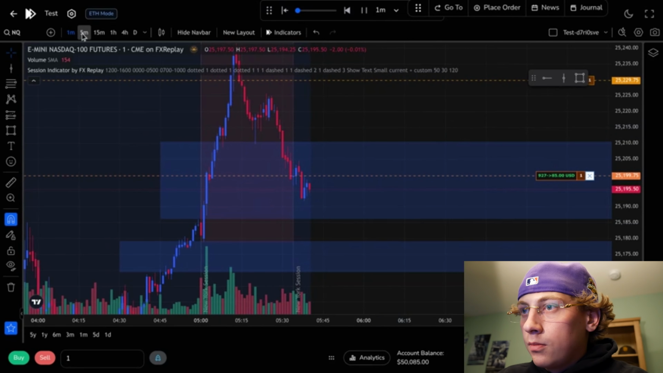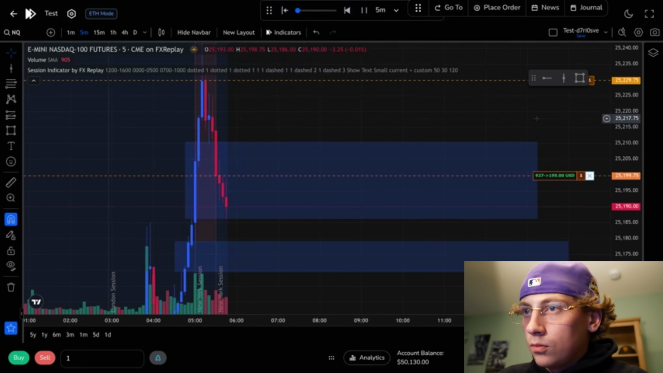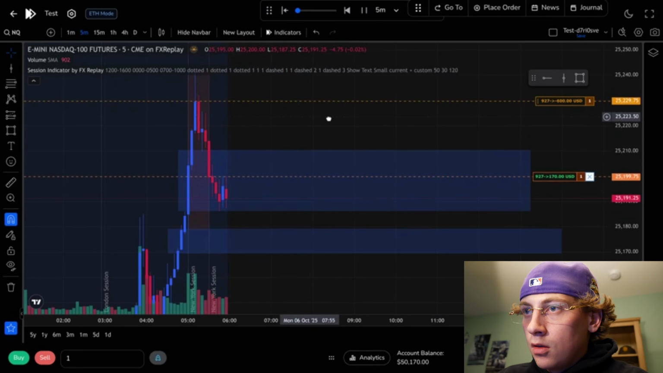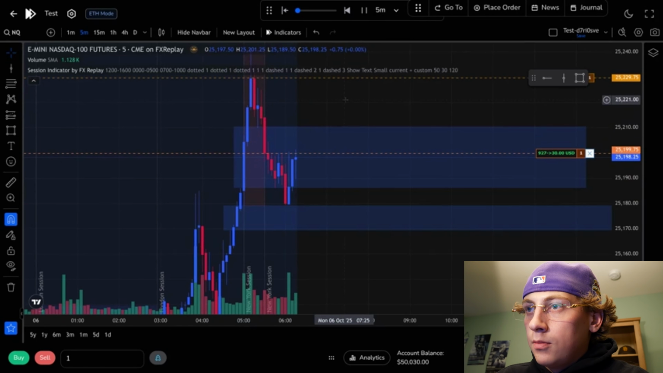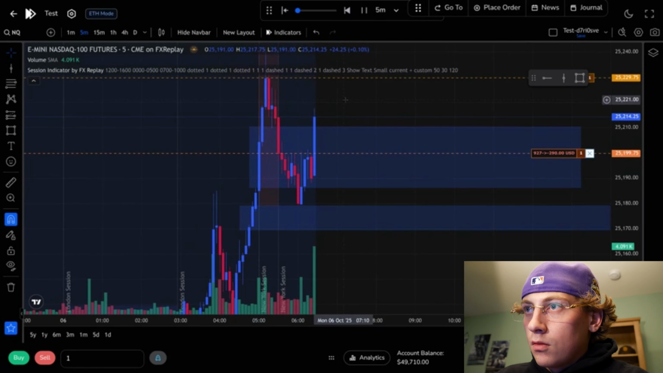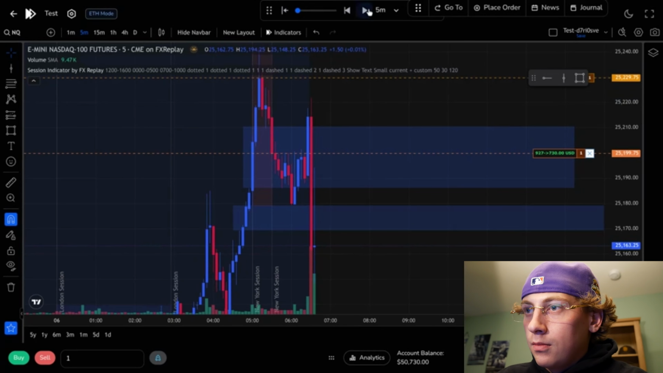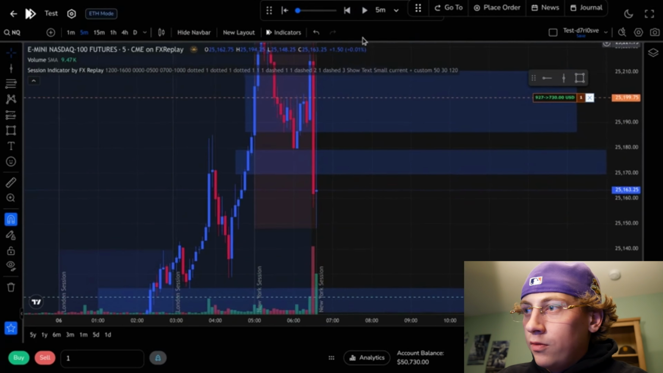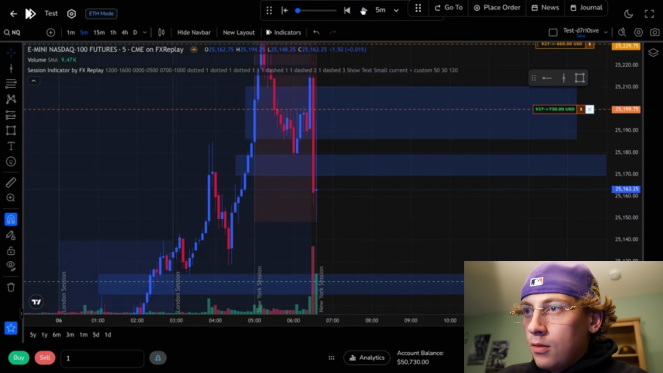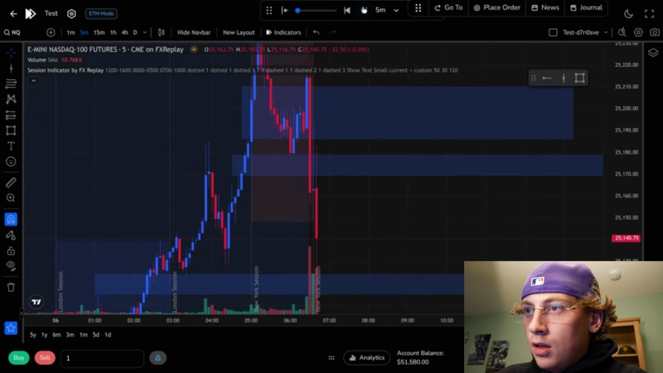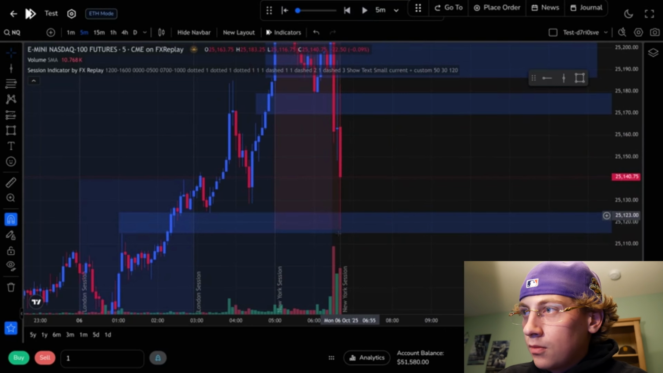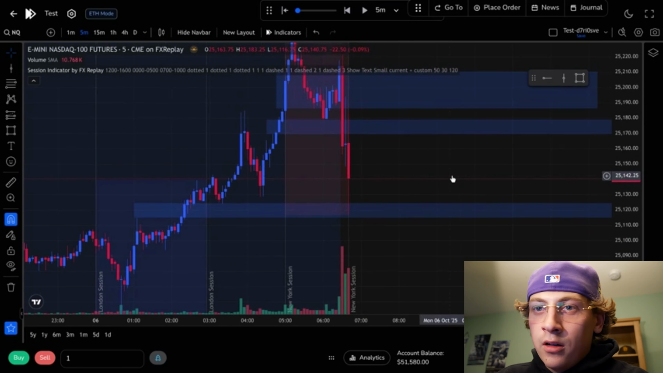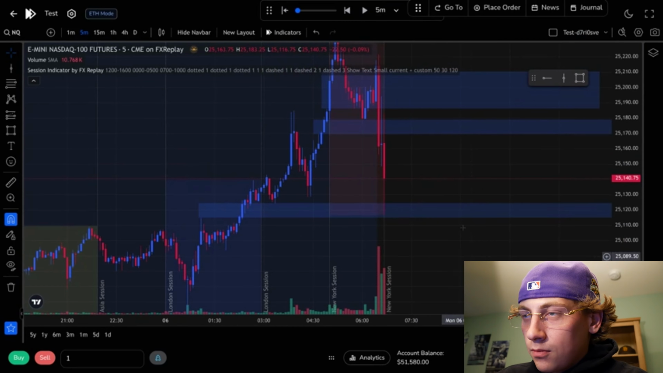Speed it up a little bit. You can see we've inverted all these gaps. And price makes a big move down. So I'm already $730 in profit right now. And just like that, price wicks down, fills this gap. $1,580 in profit, just like that.